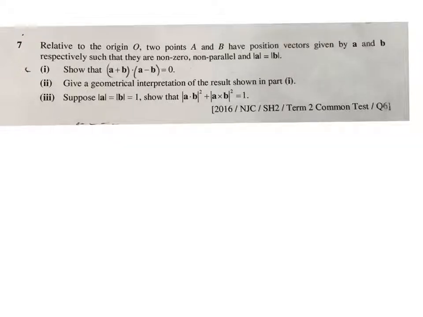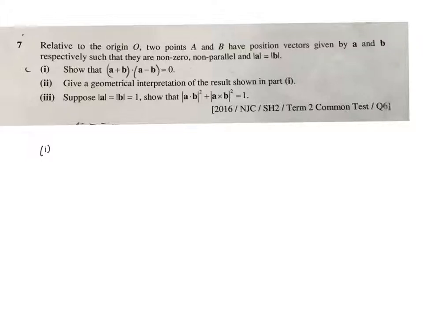Okay, relative to the origin, 2 points of O, A, and B have the position vectors given by A and B respectively such that they are non-zero and non-parallel, and the magnitude of A is equal to the magnitude of B. Okay, so on the first part, I want to show that (A plus B) dot (A minus B) equals 0. Okay, so you must remember that when you are showing the question, nothing is obvious.